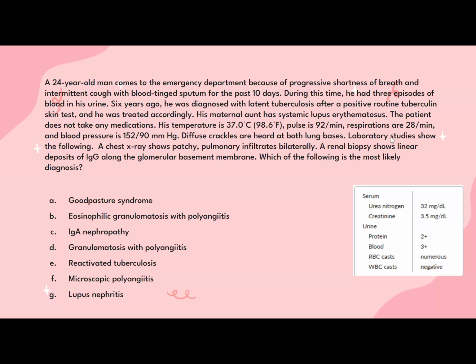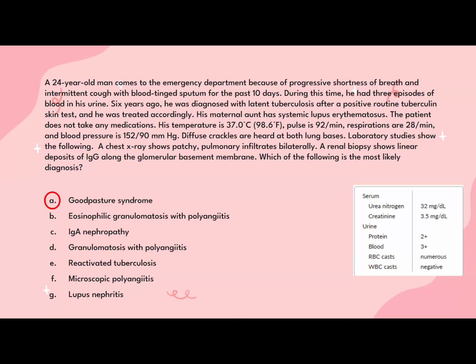Renal biopsy shows linear deposits of IgG along the basement membrane. Which of the following is the most likely diagnosis? So we have nephritic, very obviously, from the urinalysis. From the question, it looks like nephritic as well. And then I think the one thing that was the takeaway from this entire question has to be the linear deposits of IgG. And there's only one thing that can have linear deposits, and that is Goodpasture syndrome.